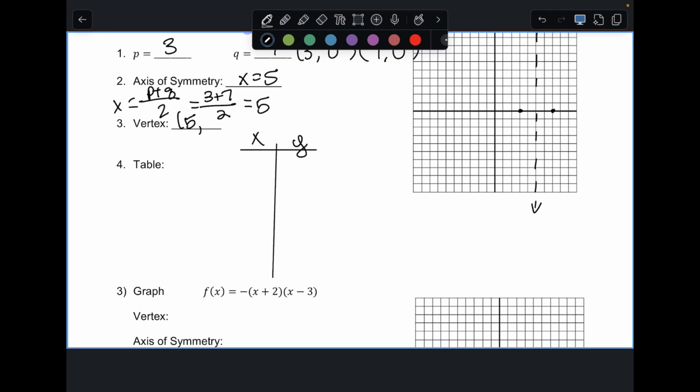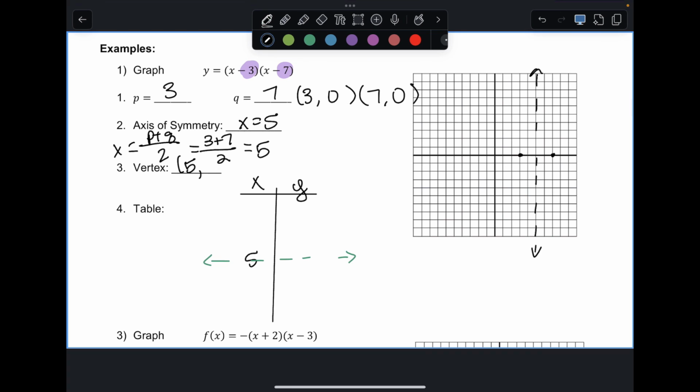So, my vertex is 5 something. Again, I'm just going to stick a line through it so I know that that's my vertex. That part is completely optional. I just do it so I know what I'm reflecting over. Then we have to plug in 5. If I plug in 5, 5 minus 3 times 5 minus 7. 5 minus 3 is? 2. 5 minus 7? Negative 2. Times 2? Negative 4. So 5, negative 4 is my vertex.